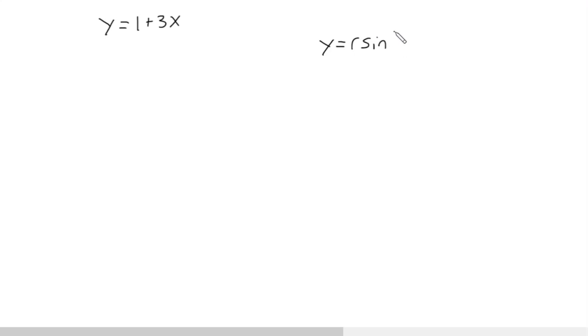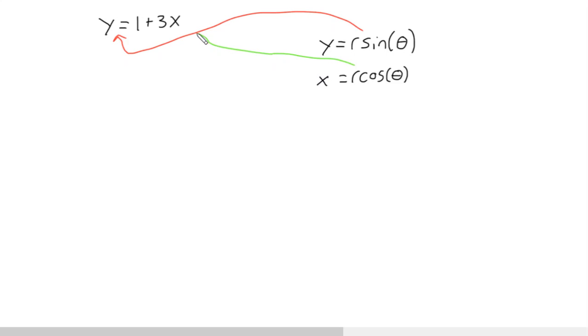And what about that x over there? That x is bugging me out. And yeah, x is equal to r cosine theta. So all I'm going to do is make some substitutions, where this r sine theta replaces that y, and this r cosine theta replaces that x.